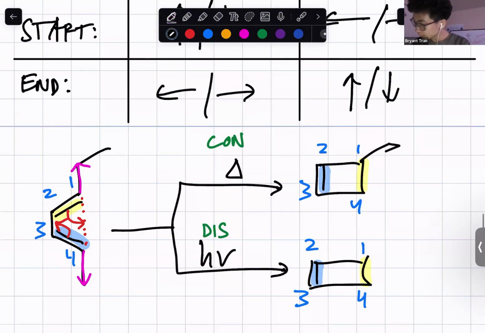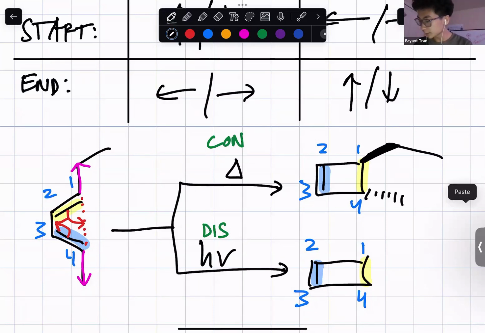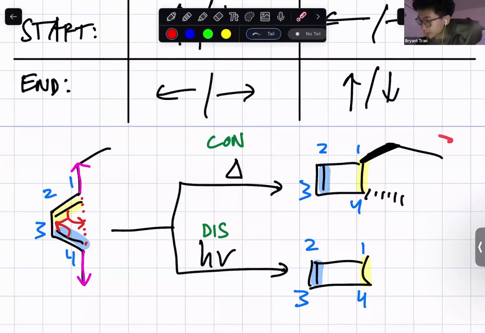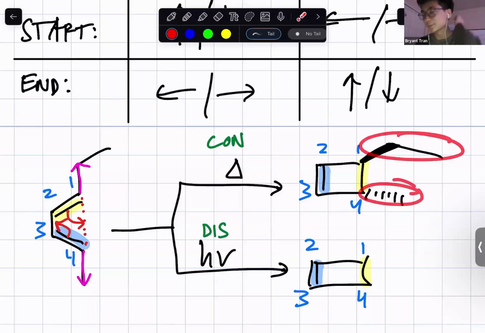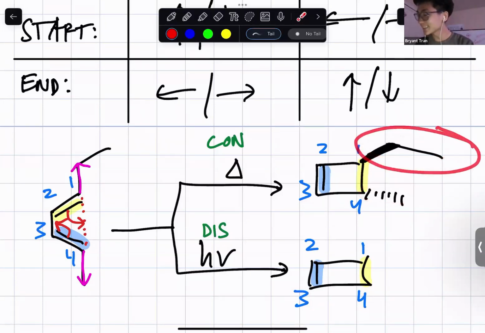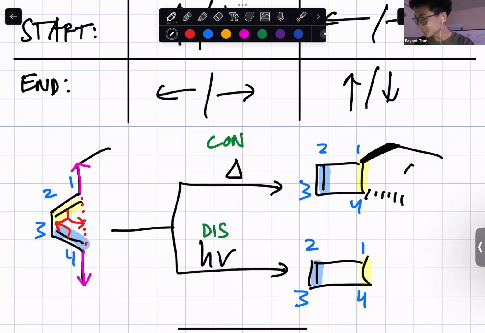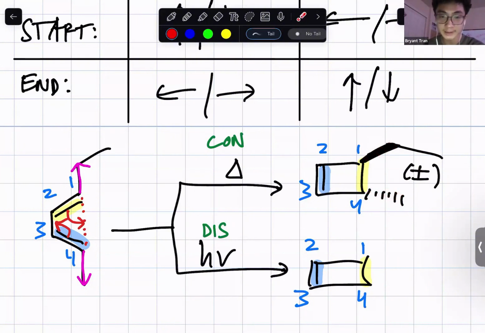So this ethyl group here is a dash. This methyl group here is wedge, because of the thumb rule, and plus or minus because it could have been the other way around. This could have been dash, this could have been wedge. So that's how you tell the stereochemistry for these electrocyclic reactions.